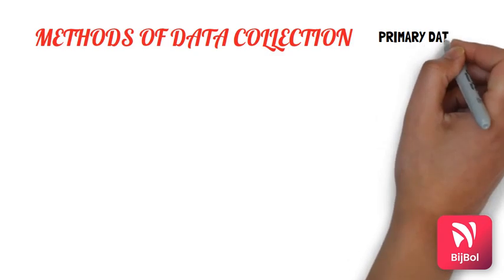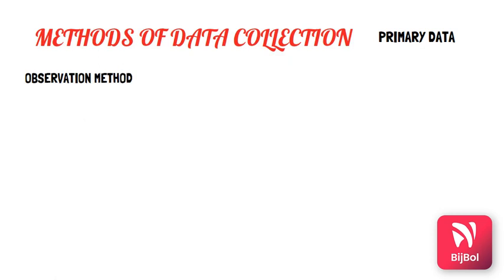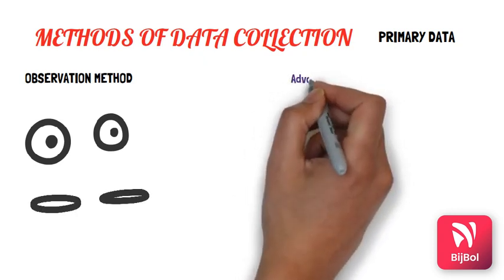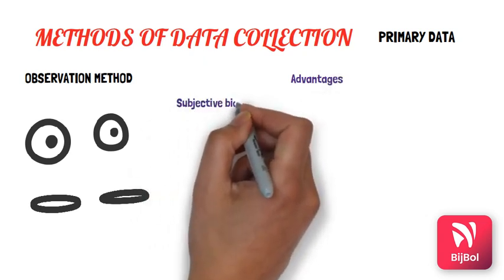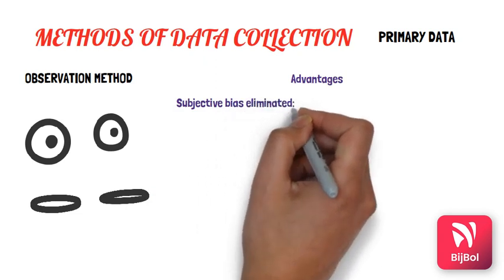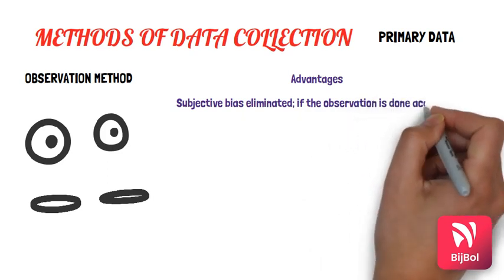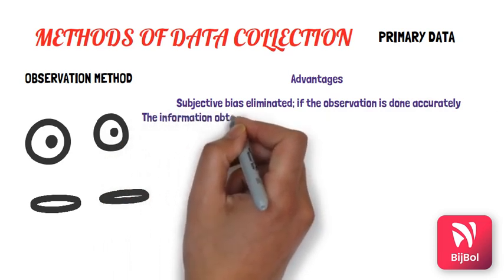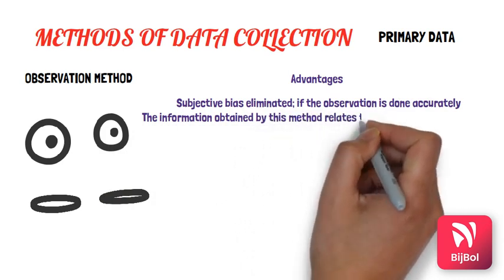The first method is the observation method. Here you collect the information based on observing, based on looking. You will not involve yourself in anything. You don't ask questions, you don't give questionnaires. It is only based on observing, so that is why it is known as the observation method. Its advantages are that subjective bias is eliminated, and if the observation is done accurately, it is of great advantage to us. The information obtained by this method relates to what is currently happening, because you look at what is happening and then collect the information.